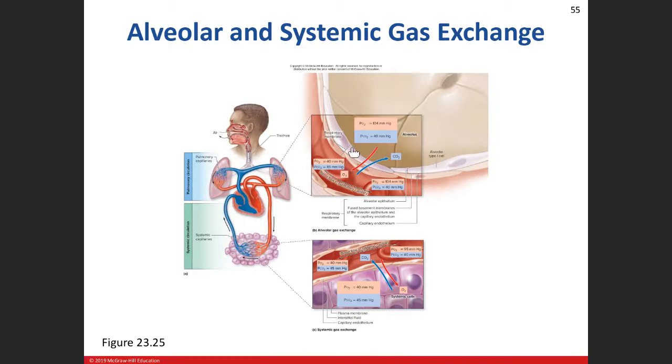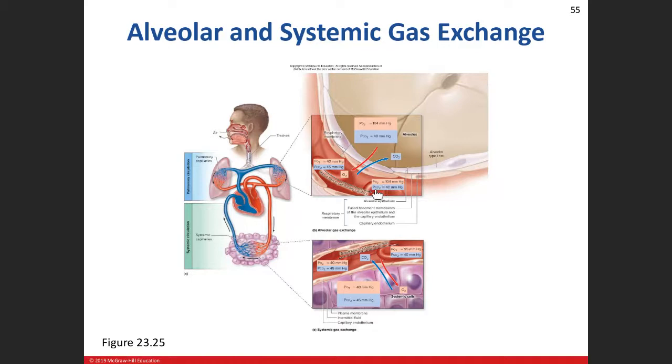And guess what? We've only got technically 2 cells to go through and a fused basement membrane. That's one of the thinnest possible barriers in our body. So oxygen can diffuse right across, as long as we have that difference there, 104 to 40. Okay? It's going to stay constant here. This is good. This is the value. All right, so the partial pressure of oxygen will always be 104 millimeters of mercury. Okay, I'll go into more detail on this.